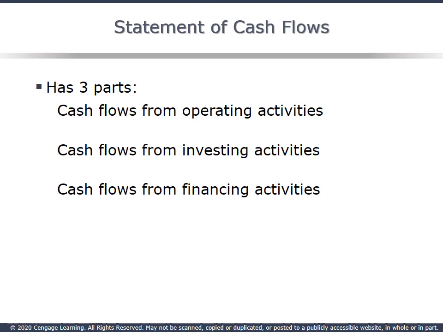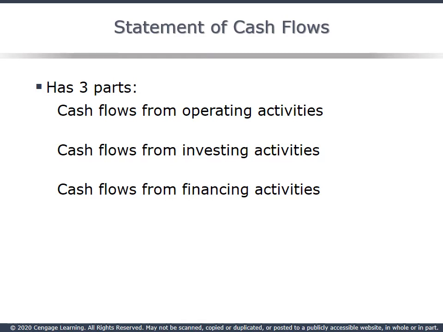Our last financial statement from Chapter 3 is the statement of cash flows. The statement of cash flows provides a summary of the firm's cash flows over a period of concern. Each statement of cash flows will have three parts: the cash flows from operating activities, cash flows from investing activities, cash flows from financing activities.